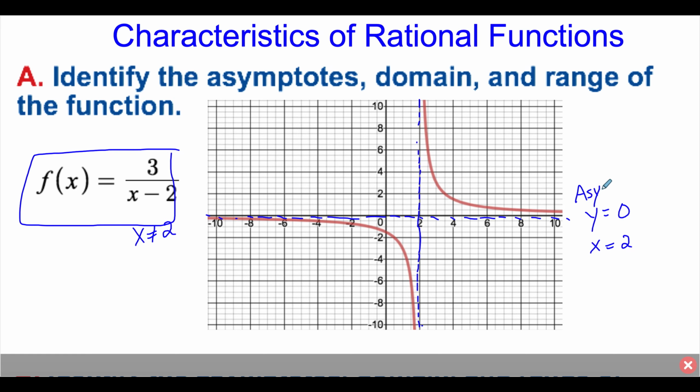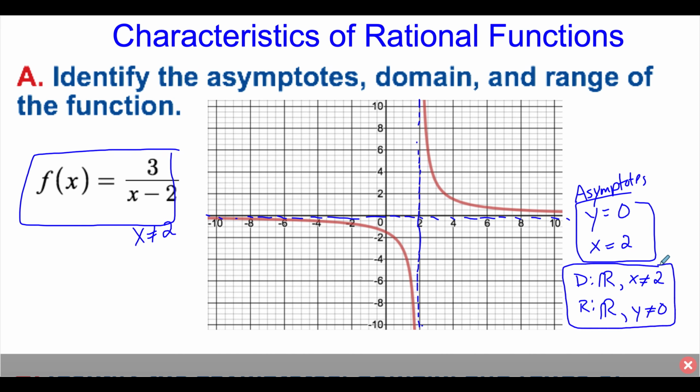All right, so we have asymptotes here, and these are really going to give us our domain and range. My domain is going to be everything except 2. So it's all real numbers, but x cannot equal 2. My range is going to be the same, except I'm going to be looking at the y asymptote. So it's all real numbers, but y cannot be 0. So that is our domain and range that goes with this function. Okay, I'm never going to cross this line, and I'm never going to cross this line.